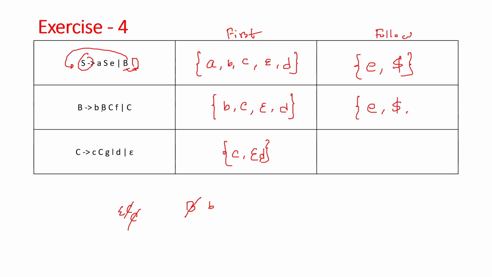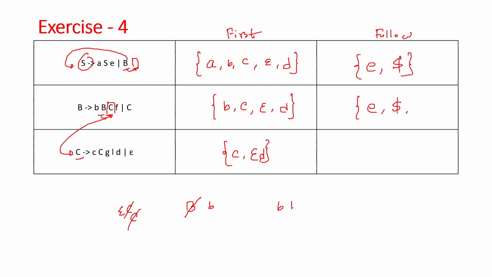Now B has come again. Okay, B has come here. B has a follow C, which is a non-terminal. That means I have to find the first of C here. What is the first of C? First of C is small c, epsilon and D. I have to now replace these values here.